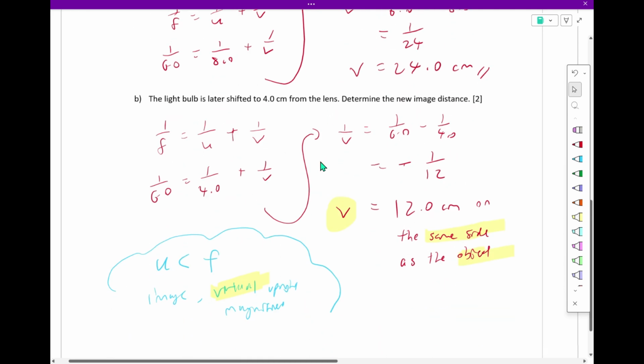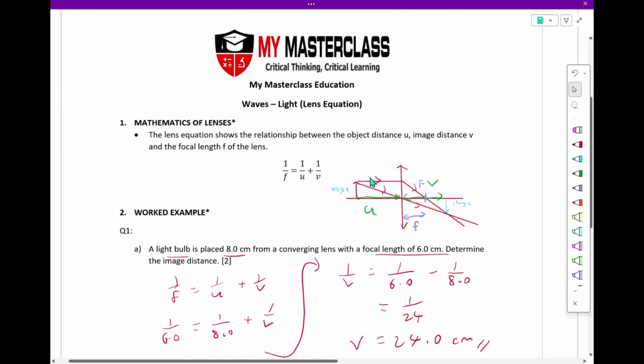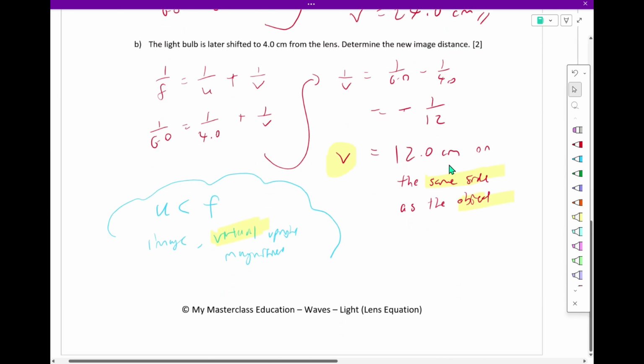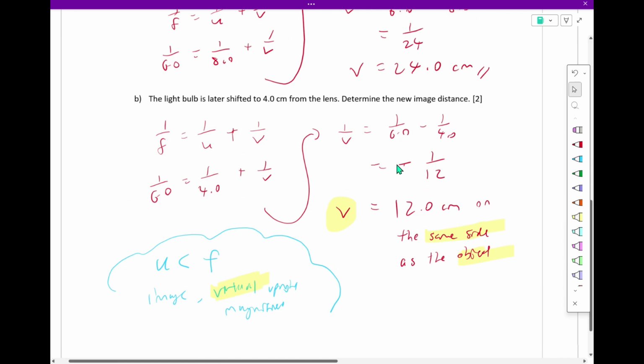Okay, so basically this part is just for you to implement it, but usually when we write this formula, we're using it for the standard one. So for the special cases where you have virtual images, usually you should end up with a negative value.